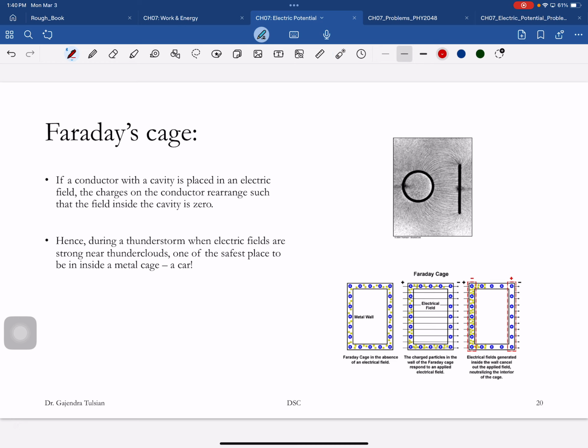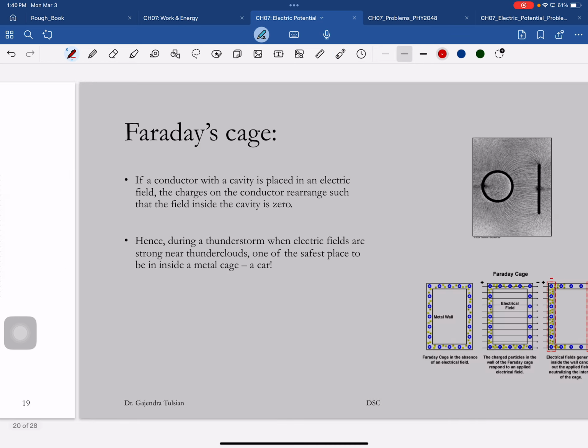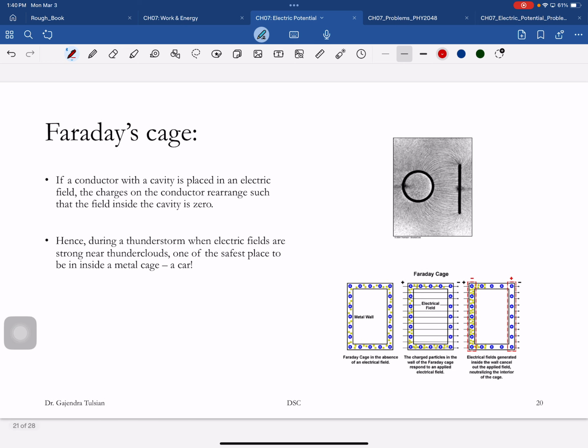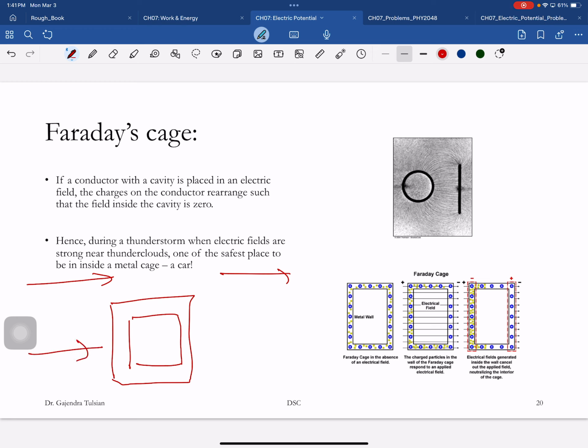So let's see what happens. The electric field inside is 0. It turns out that if you have a hollow cylinder as well, it doesn't matter. If you have an external electric field, what happens is you will have charge redistribution such that the electric field is zero in this entire volume, even here. And this is called a Faraday's cage because it's shielding you from any external field.